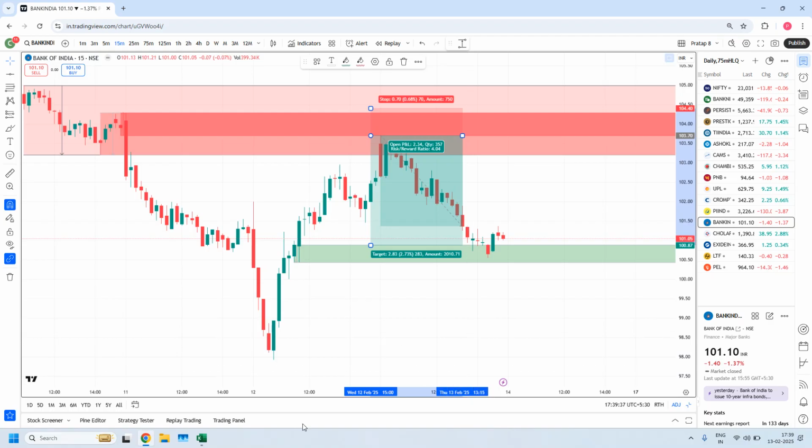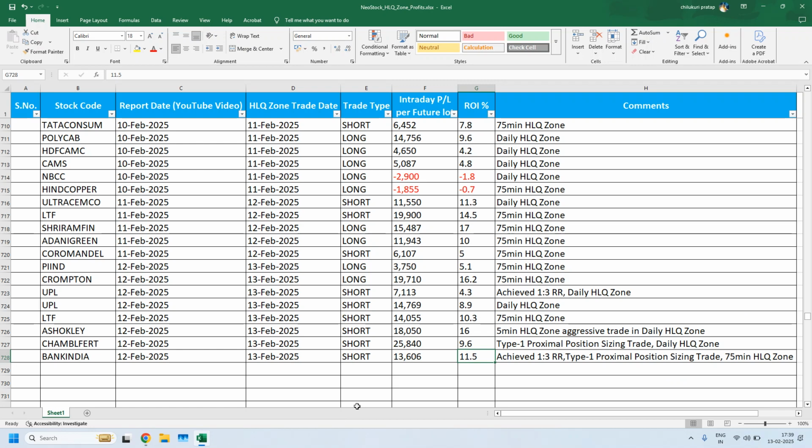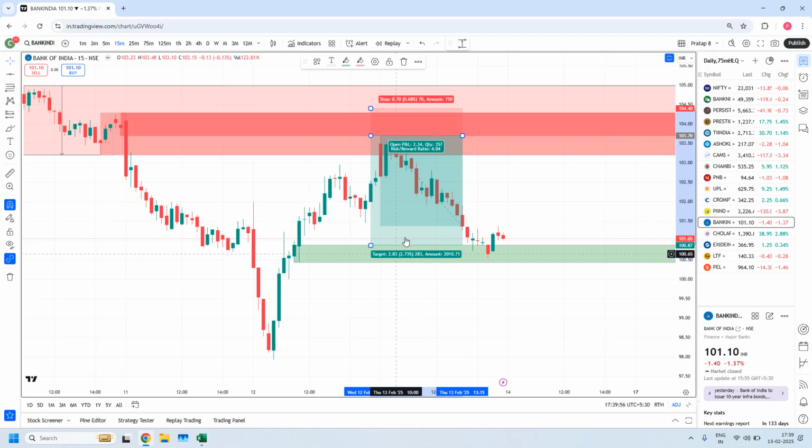You would have got 8% ROA if you reduce the risk to 2%. See, on 3% risk, you got 11.5 ROA, close to 12. So that means 2% risk into 4 RR means 8% ROA you would have achieved during the intraday, without reducing the risk. That is the beauty of position sizing.